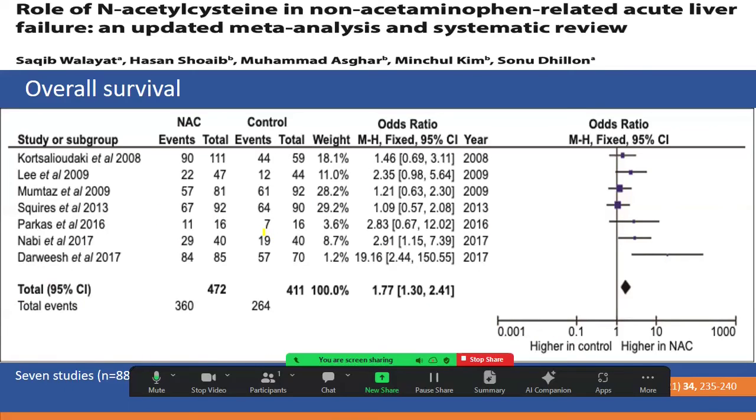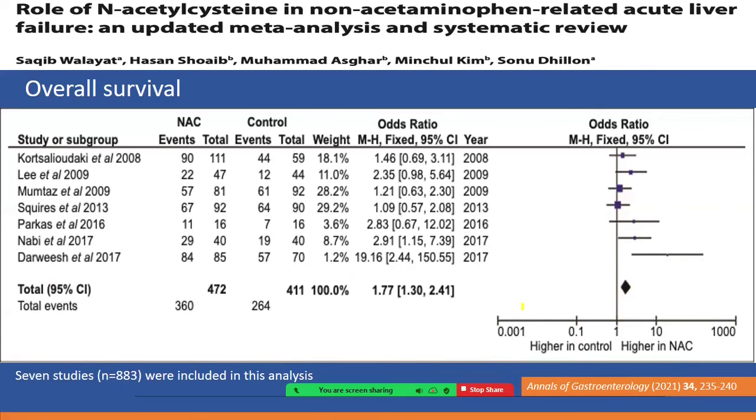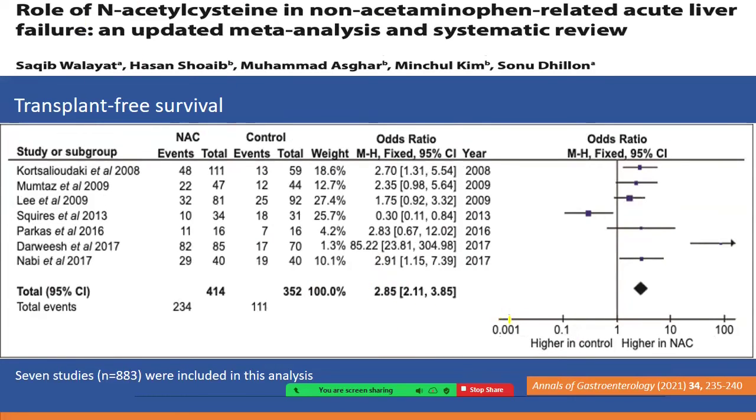They came to a conclusion that overall survival was high in patients who were given NAC, and the odds of survival of NAC receiving patients was 1.77 times higher than those who did not receive NAC. Similarly, transplant-free survival was also higher in those patients who received NAC. It was 2.85 times higher as compared to the control group. In this meta-analysis, it was also concluded that the hospital stay was lower in patients receiving NAC. So this meta-analysis was instrumental in showing that NAC not only decreases hospital stay, it also improves patient mortality as well as transplant-free survival.